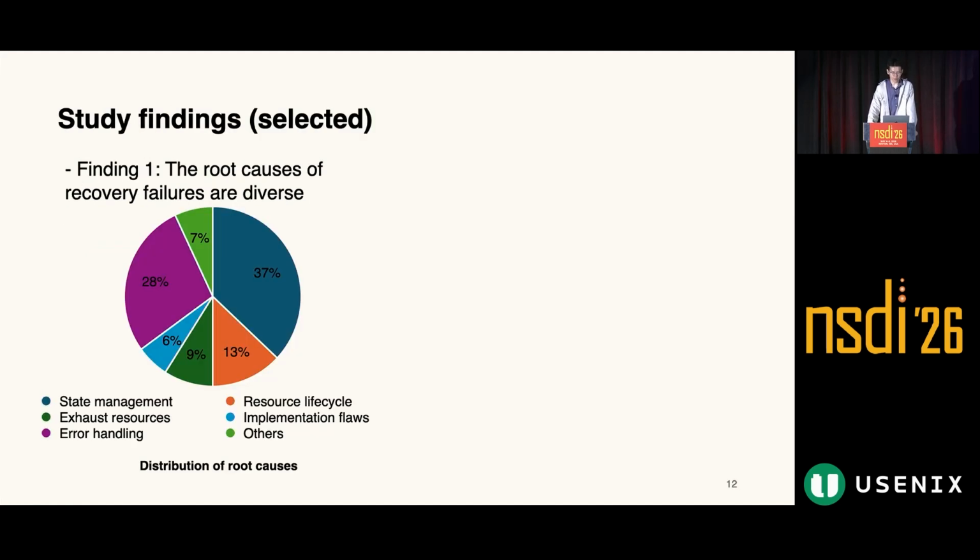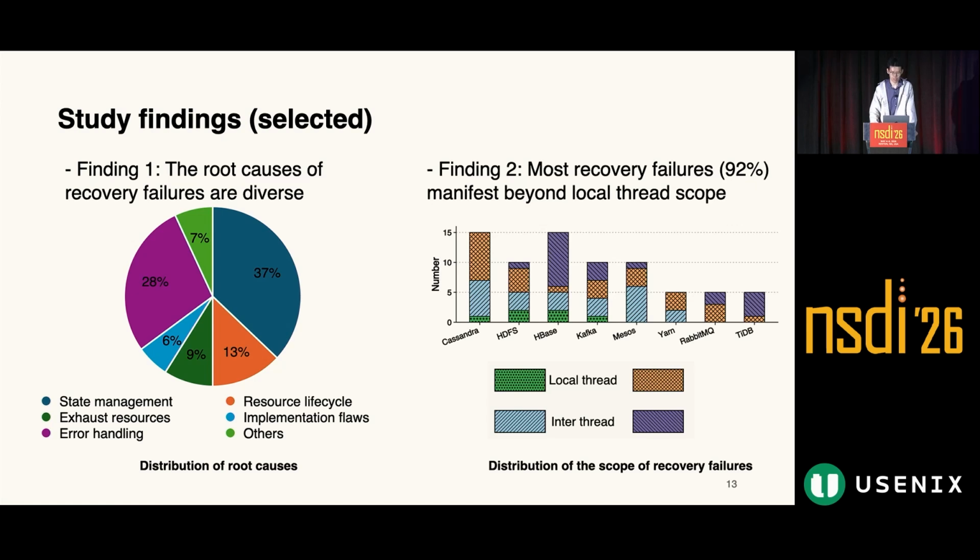Then we ask, can we prevent these failures by targeting dominating root causes? Unfortunately, our study shows that the root causes of recovery failures are very diverse, such as state management and error handling deficiencies. So there does not exist one bug detection tool to solve all of them. The fundamental challenge of recovery failures comes from complex interactions in distributed systems, with more than 92% of recovery failures manifesting across threads, processes, and even other services. So a good solution should handle all the dynamics.